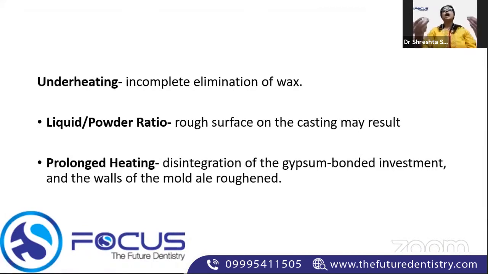What happens when you underheat your casting furnace? There is underheating, the ideal temperature is not reached. There is incomplete elimination of wax. There are two times when you heat the furnace, right? First time when you heat, you are trying to eliminate the wax from the wax pattern. It burns out. It's called the wax elimination technique, or the burnout technique, lost wax technique.